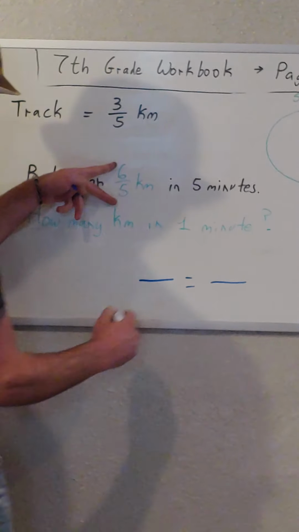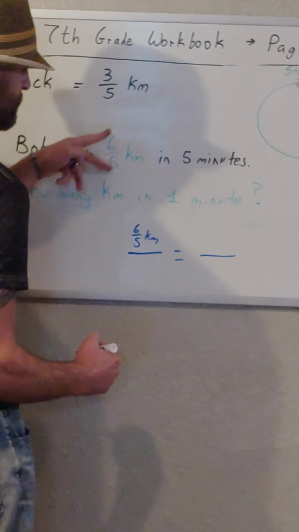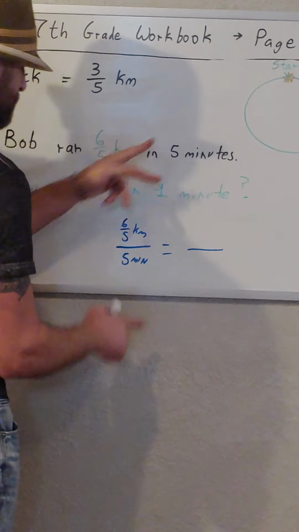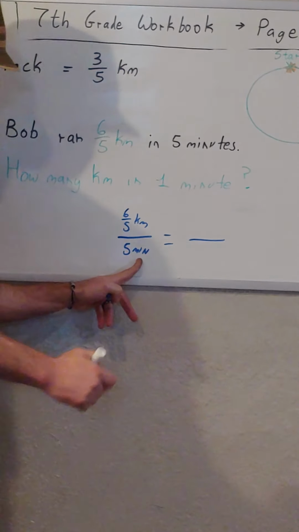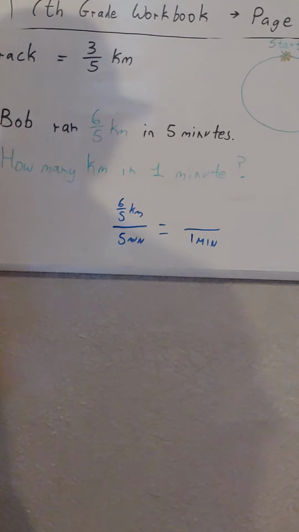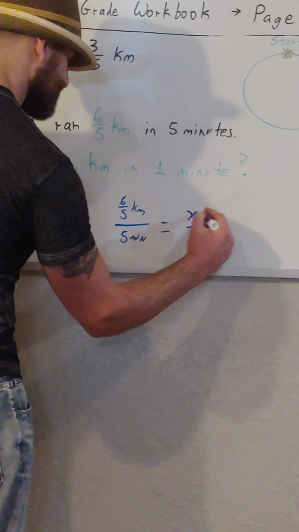So in this example I would say 6/5 kilometers in 5 minutes. And I'm going to make sure I keep my pattern the same here. So when I see my 1 minute, my minutes are on the bottom here. So I'm going to make sure I keep it on the bottom there. And my kilometers, we don't know. So we're going to say x kilometers.